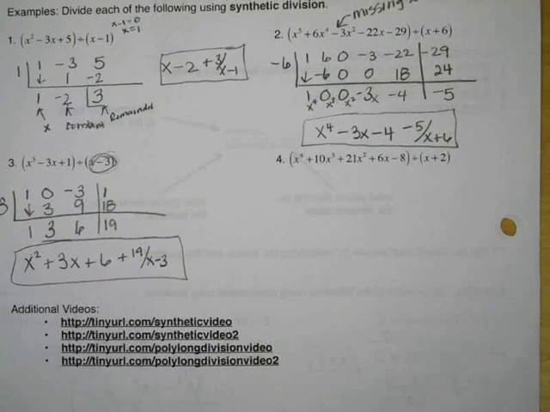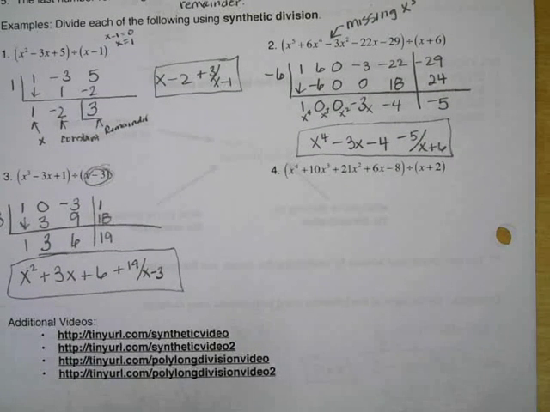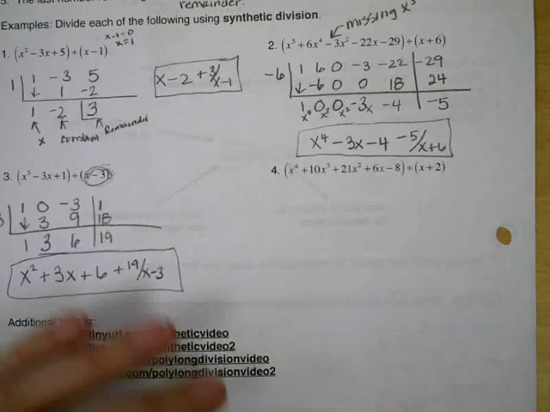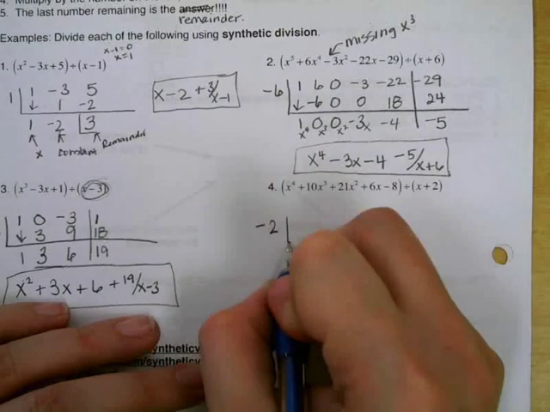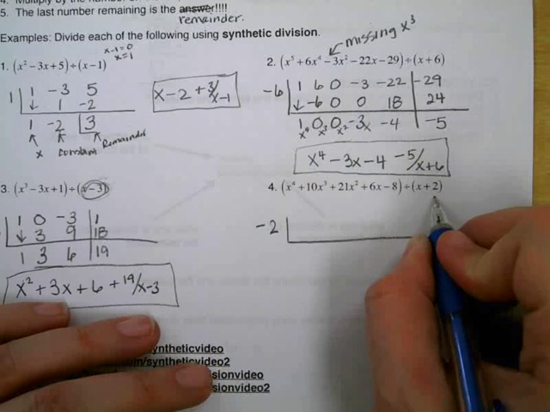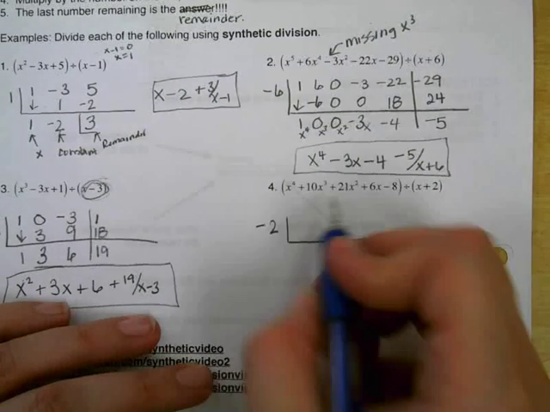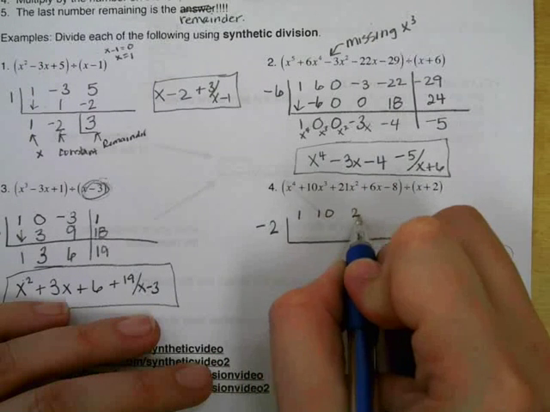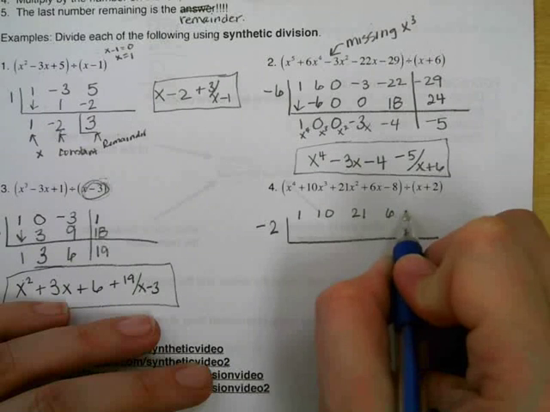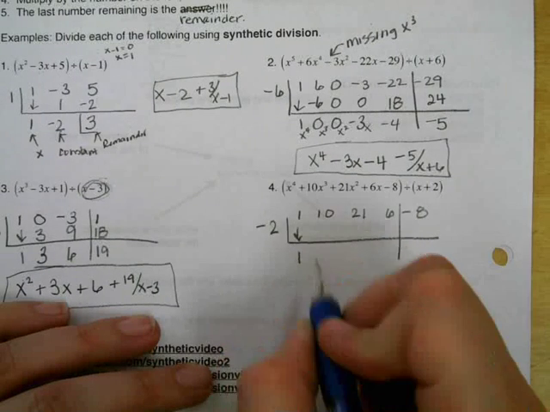Okay, if you want to try the last one on your own, go ahead and hit pause at this point, try it, and then come back and see if you got the same answer as me. All right, so I got a -2 on the outside when I set this equal to 0. When I'm going down my list, I am not missing any terms, so I can just write all the coefficients. So 1, 10, 21, 6, and negative 8.